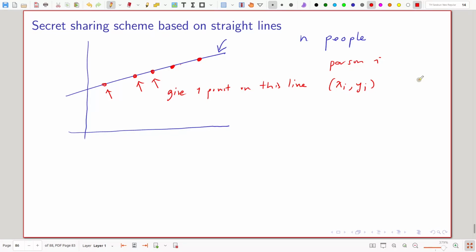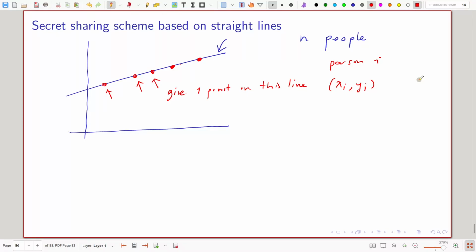So one person knows nothing about this line. But any two of them can combine information and recover this line exactly. So this is a kind of secret sharing scheme where you give out information to N people and you allow 2 people to recover the message, which is a line. That's the rough idea.